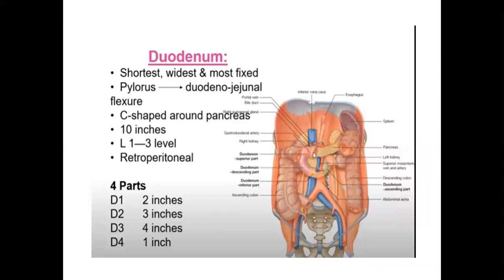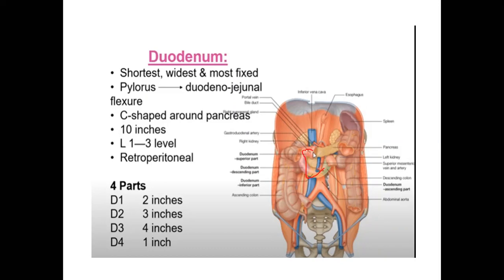Now coming to the description of each individual part of the small intestine. First of all, we have the duodenum. It is the shortest, the widest, and the most fixed part of the small intestine. It starts from the pylorus of the stomach and ends at the duodenojejunal flexure. If we look at this diagram, you can see that this whole part is the duodenum.